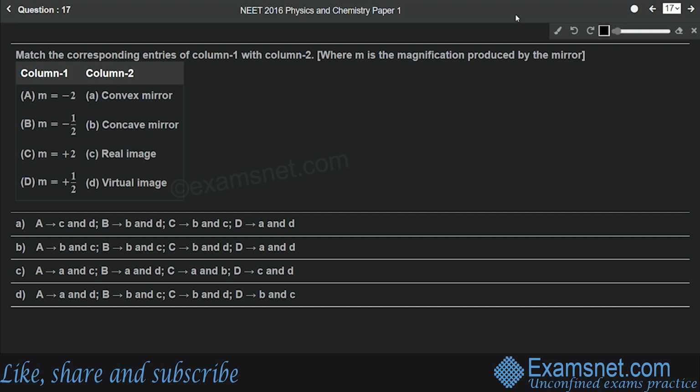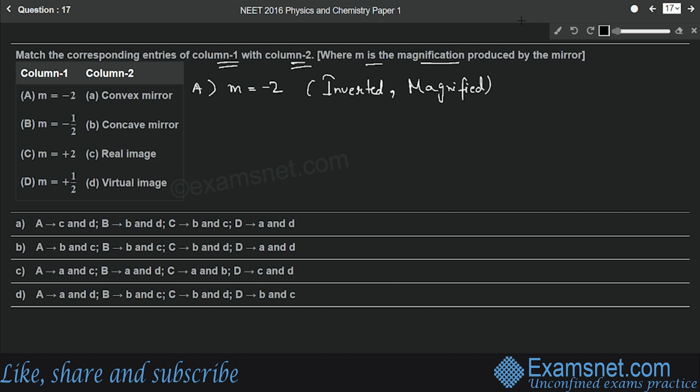Question number 17 is from the chapter Ray Optics and Optical Instruments, and the question is, match the corresponding entries of column 1 with column 2 where M is magnification produced by the mirror. Okay, so we have to match the magnification with correct type of mirror. In the first one, M, that is magnification, is given as -2. Now minus sign means the image is inverted. Okay, it is inverted. If it is positive, it means it is erect, but minus means inverted, and 2 is more than 1, right? If it is more than 1, that means it will be magnified image, right? Magnified.